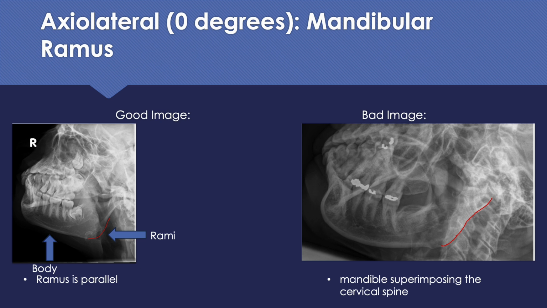Here, the mandible is superimposing the cervical spine, and the rami is covered by the cervical spine, as well as the head is tilted a little more than needed.